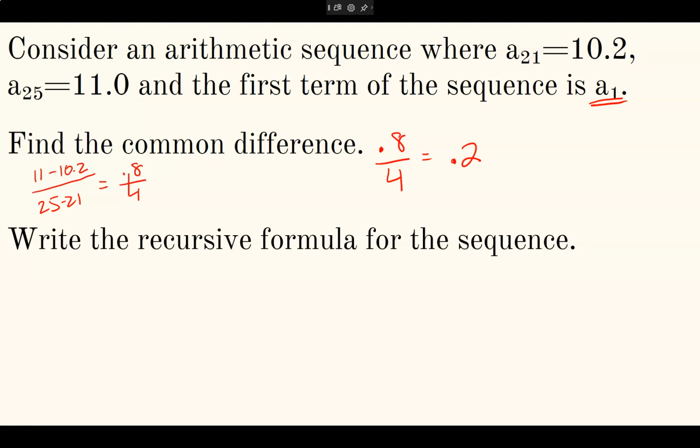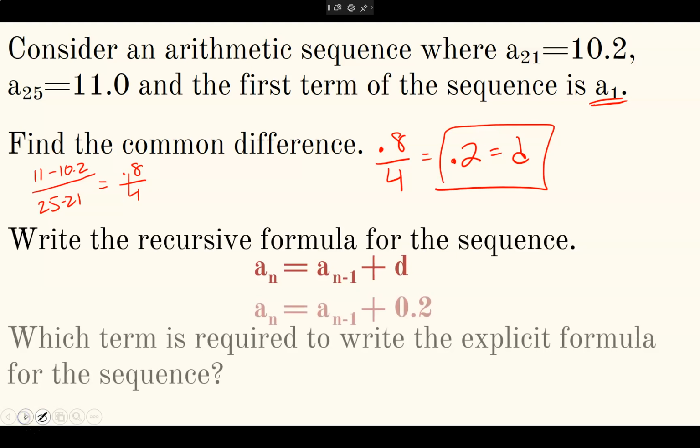All right, let's write a recursive formula for the sequence. Remember, for recursive formulas all we need is a difference. So a sub n equals a sub n minus 1 plus d. What's my plus d? The plus 0.2.